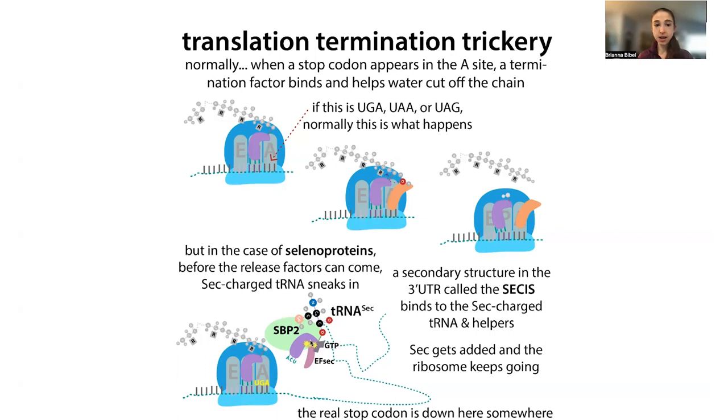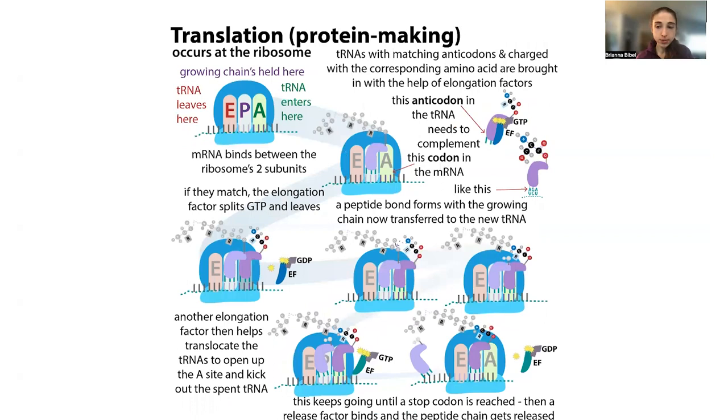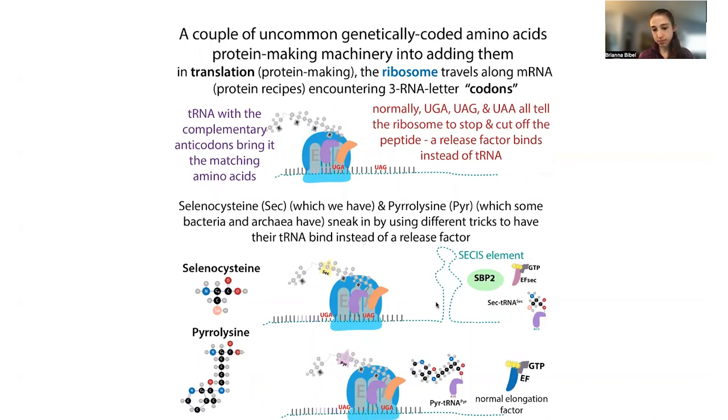In the case of these trans acting factors, we have this protein SBP2, which is going to help keep together and recruit and keep nearby the place where they get inserted this tRNA that we loaded with selenocysteine, as well as the special elongation factor, this EFSEC. Normally when the ribosome is going along translating things, there are elongation factors that come and chaperone the tRNAs to the ribosome, and they make sure that the right tRNA is getting added. Normally they all use the same elongation factor, but in the case of selenocysteine, you have a special elongation factor, this EFSEC. And this is going to make it so that you keep all this together at this SECIS element, and then you can sneak it in instead of a release factor. So it can pass this UGA and put in a selenocysteine, and then when it gets to an actual stop codon, it will stop.